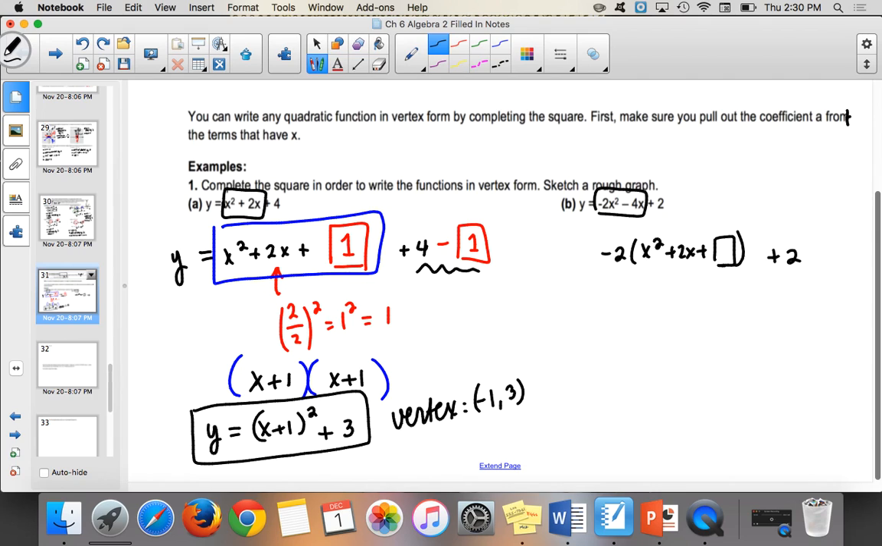All right, so what number am I adding? 1. Do you guys see why it's 1? Everybody? So we're all giggling. It's making me nervous. So we add a 1.